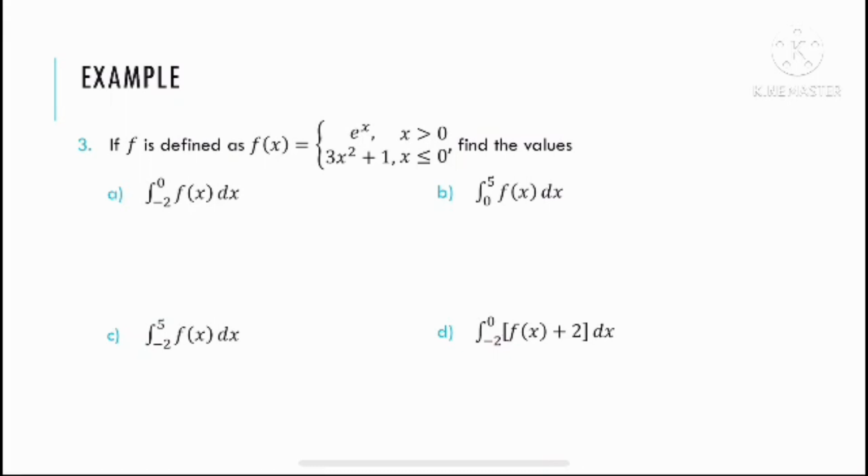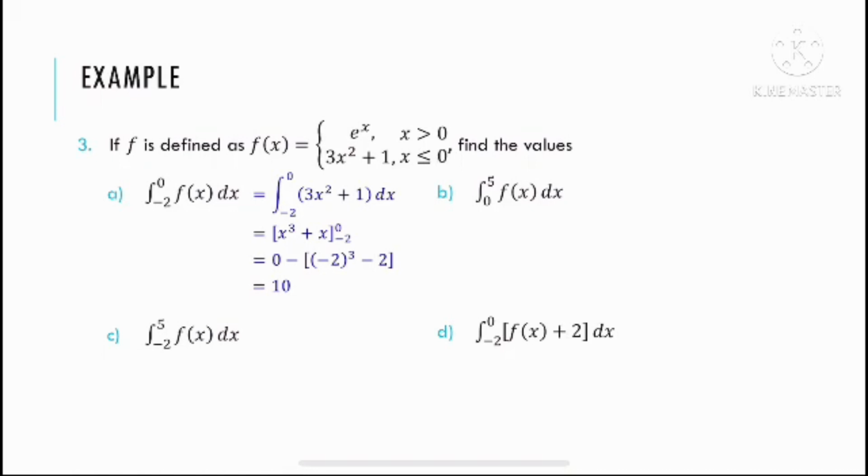So for question A, we want to find the integration of f(x) from -2 to 0. Since the limit is from -2 to 0, which lies on the interval x less or equals to 0, so we choose the function 3x squared plus 1. Then integrate it, and substitute the upper limit and lower limit and solve.